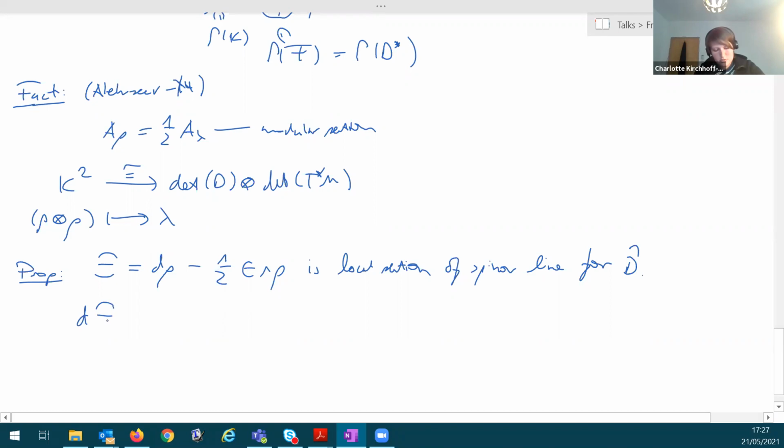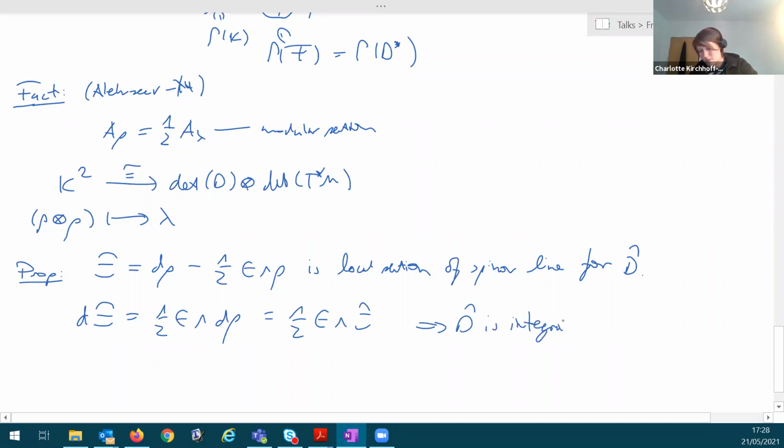And now you can check the integrability of the above d hat very easily, because clearly d xi is just equal to 1/2 e wedge d rho, which is equal to 1/2 e wedge the original xi, and this already shows integrability of the associated Dirac structure d hat. So somehow, starting from the spinor picture, that part is much easier.